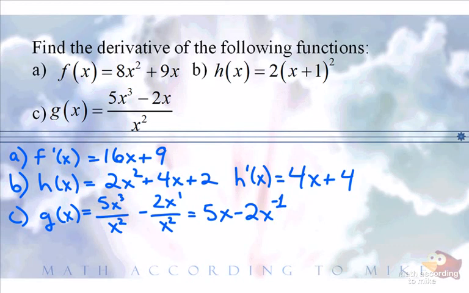Okay. So the derivative, what is the derivative of 5x? 5. And what is the derivative of negative 2x to the negative 1? Well, the negative 1 and the negative 2 multiply to give you positive 2. And take 1 off the exponent. Very good.